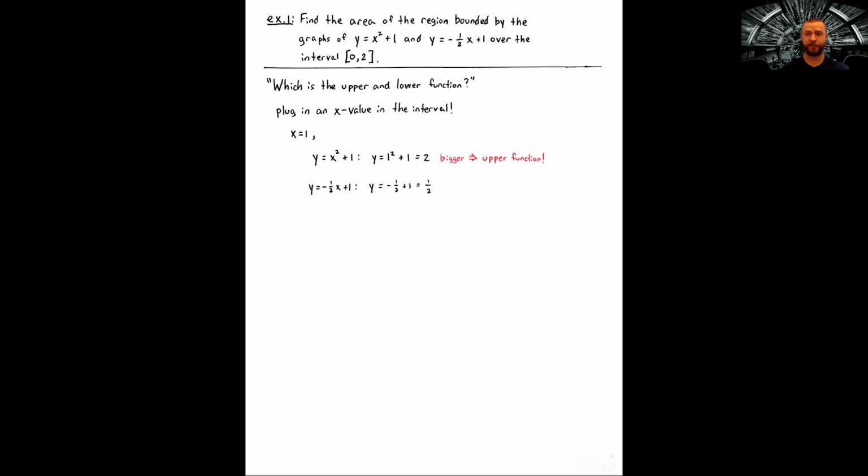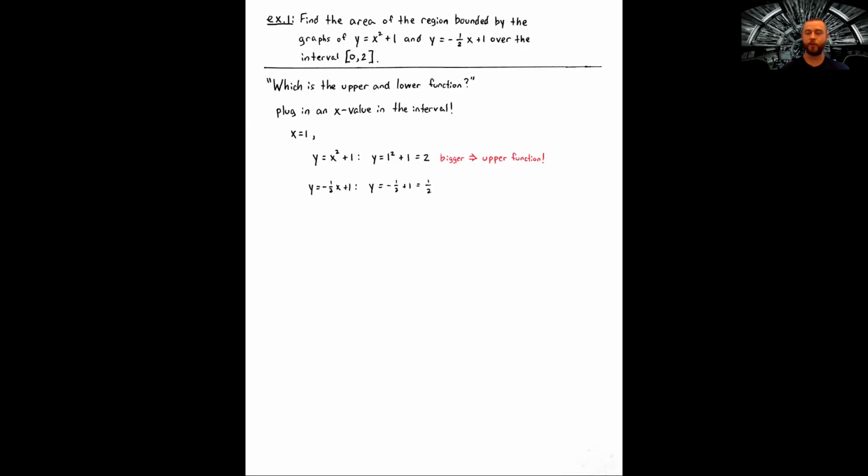Here the interval is 0 to 2, and we can plug that in. Whichever of those functions gives the bigger y or output value, that should be the upper function. Now this approach only works if the functions don't cross or intersect within that interval. We're going to see that in some following examples, but for this introductory example, that doesn't happen.